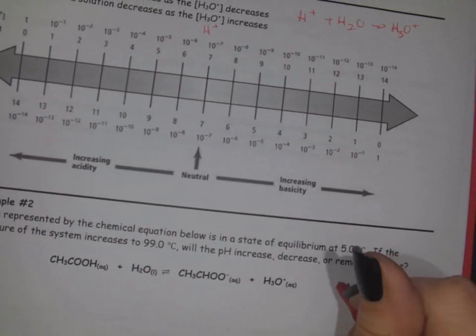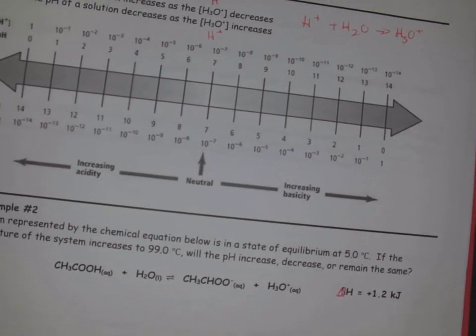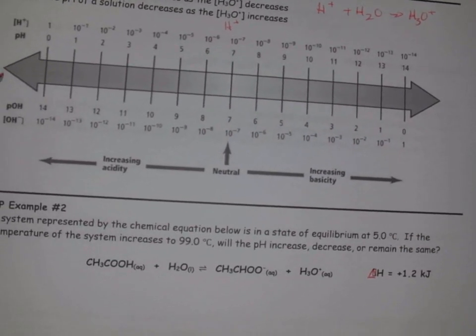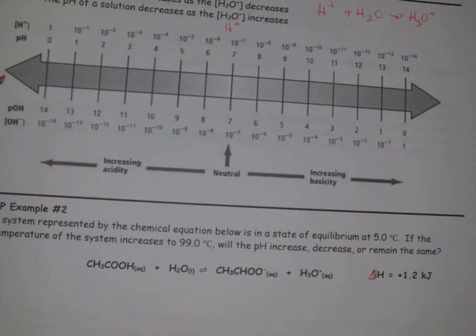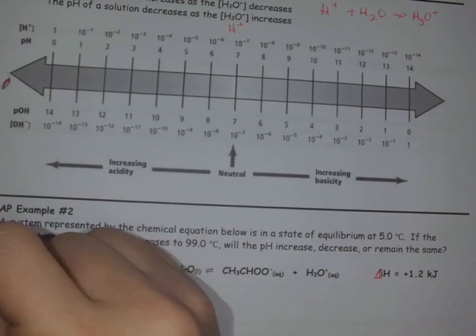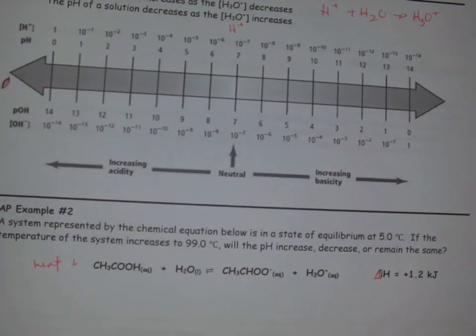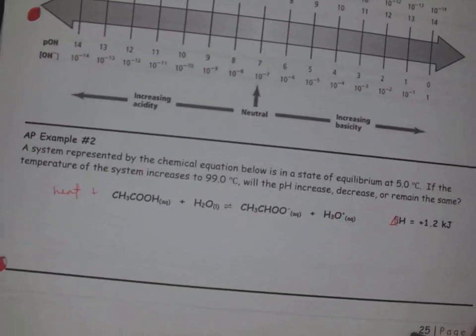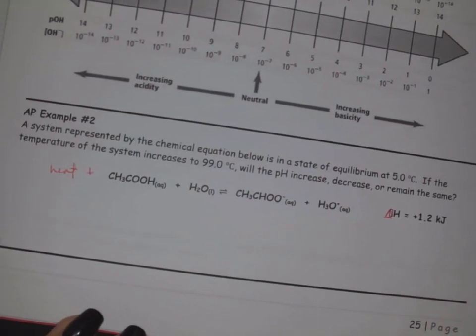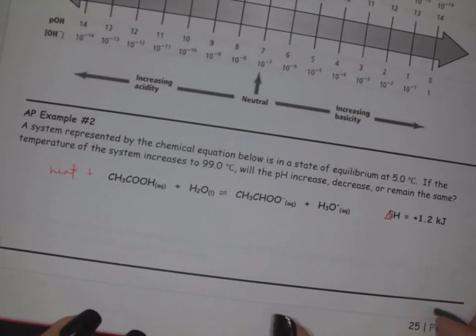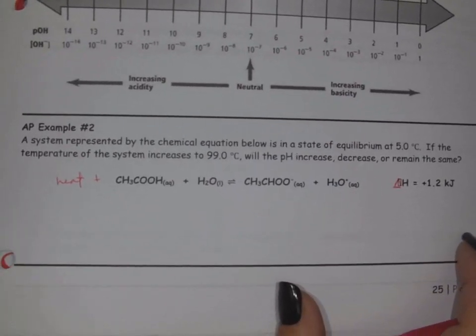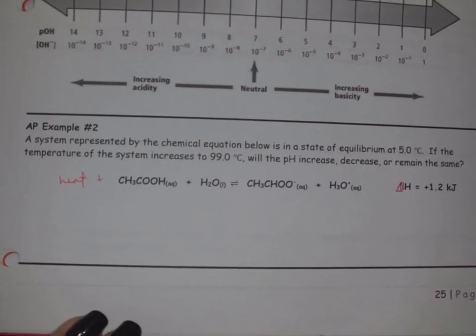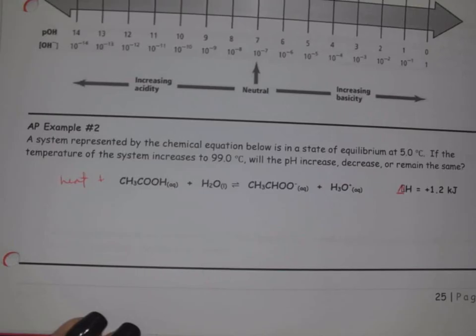This again was supposed to be a triangle. It's a delta H. And our delta H here is positive, so that means this is an endothermic reaction. So I'm going to write heat over here as a reactant. And like I've been doing, I'm going to write the stress, what I as a chemist am doing to this reaction to throw it out of equilibrium, up above, and the response is what's going to go down below.